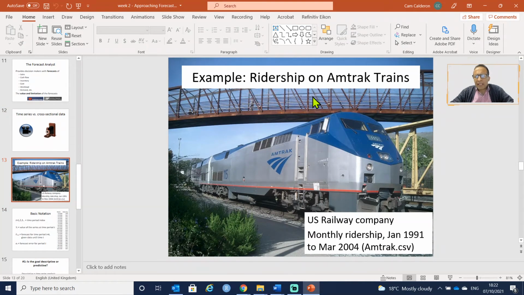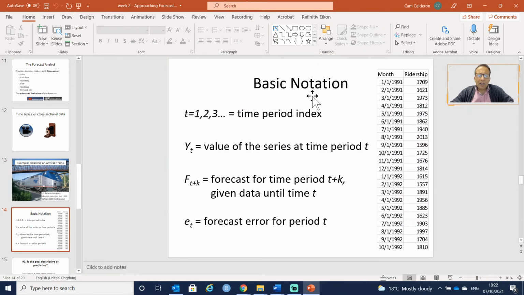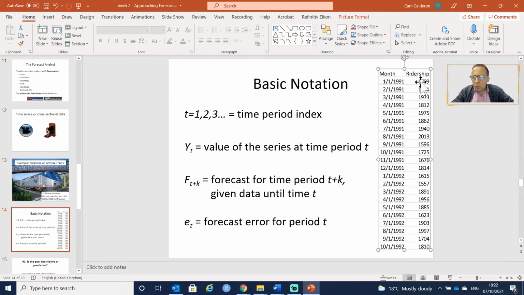This is an example of the ridership of Amtrak trains, a US railway company. We have the data here. This part is actually very important for you to understand. Time is t. Yt is the value of the time series in the period t. Imagine that t is years; in this case, it's months, for instance. So you can see that this one is y t1.